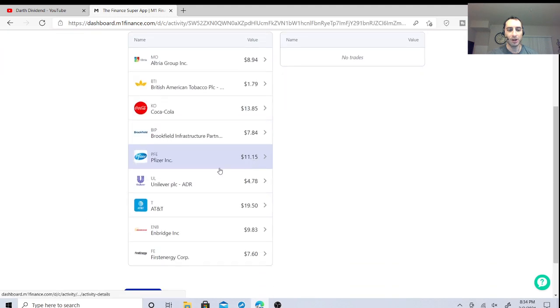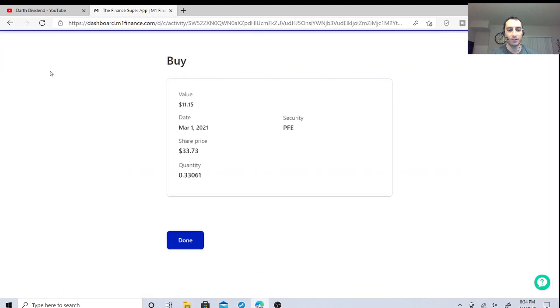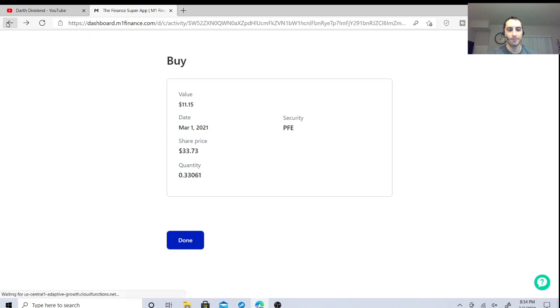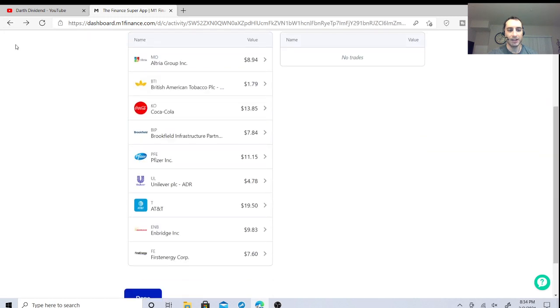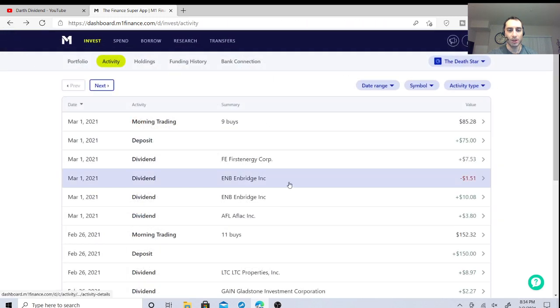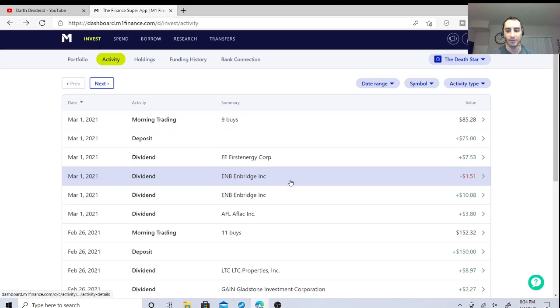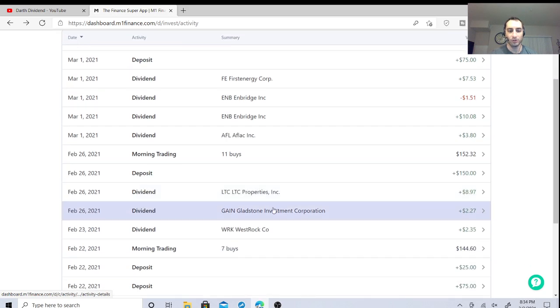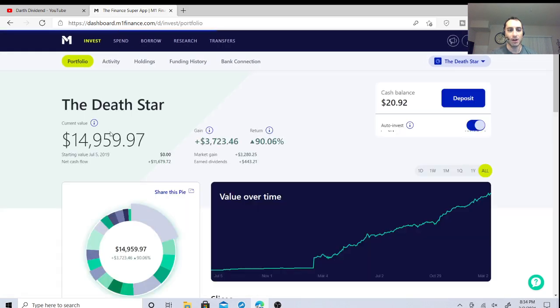Look at this. I bought a little bit of Pfizer when I put some money in. I got AT&T, as I was saying before. Enbridge is starting to distribute dividends. First Energy is giving me some dividends. Aflac is giving me some dividends. LTC is giving me some dividends. So things are really looking strong for my dividend portfolio because of people like Pfizer. I'm getting a nice return, almost 100%.